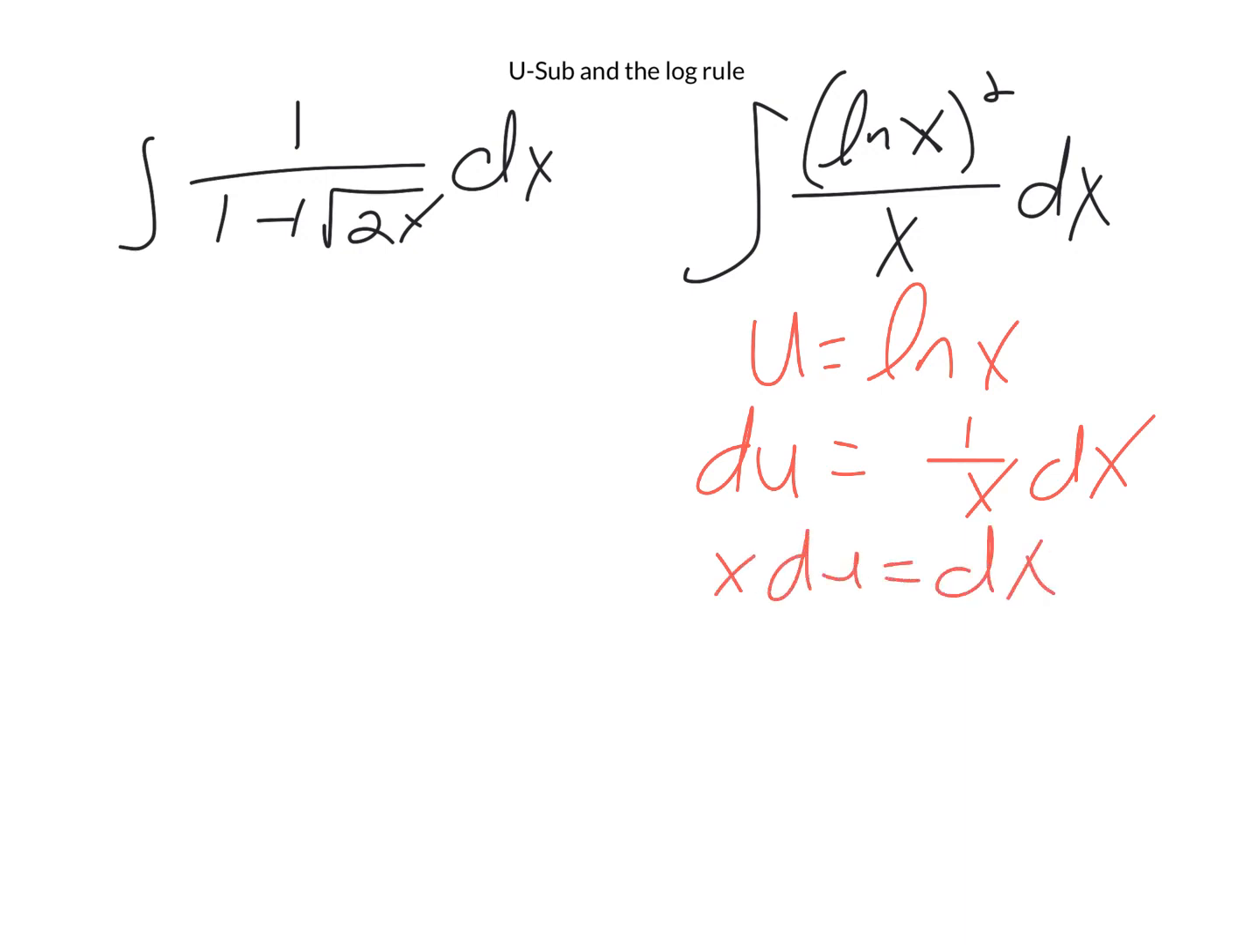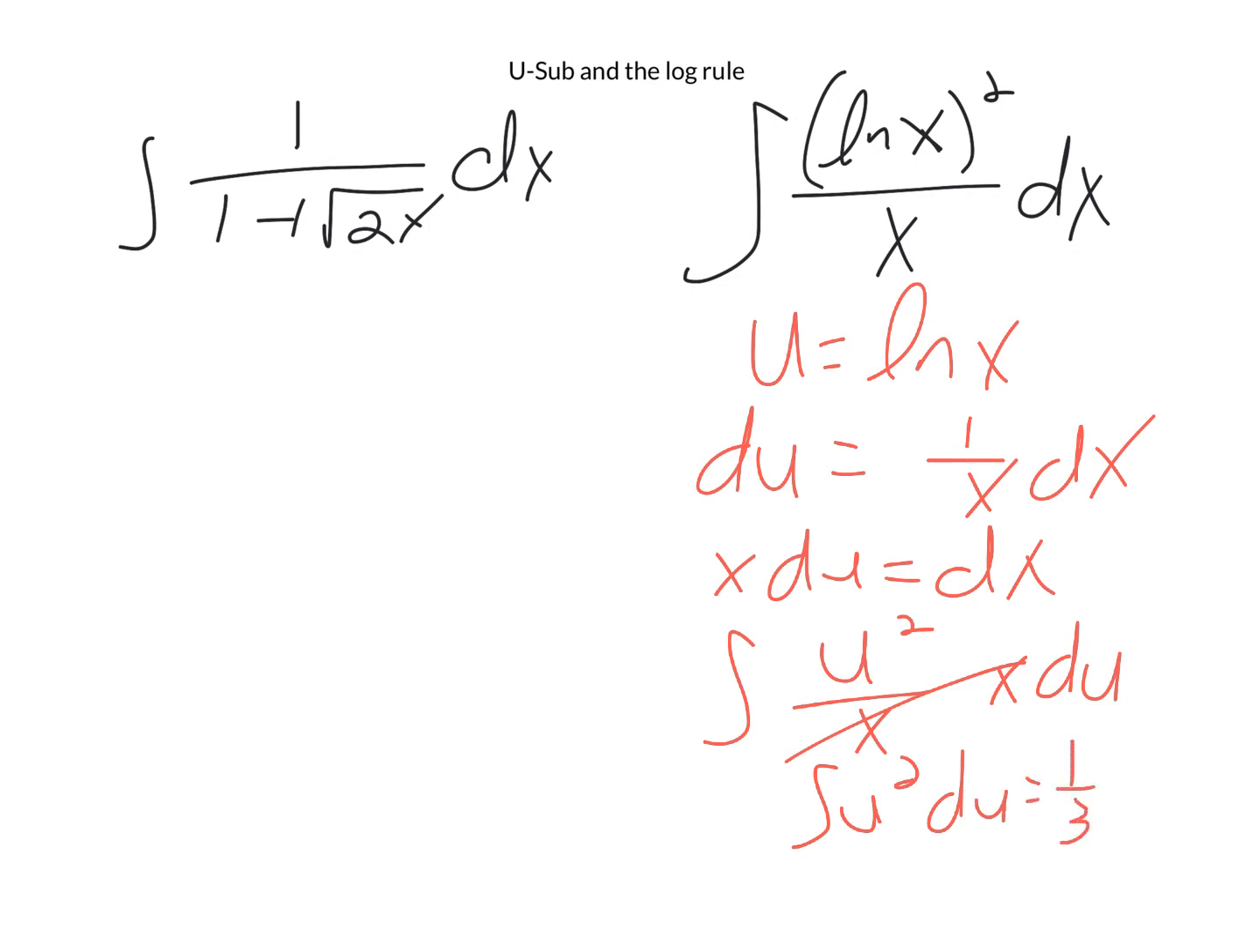And I'll substitute in what I just said. So we get the integral of, I'm going to substitute in my u, so we get u squared over x. I'm going to put in x du in place of x. The x's cancel, so I'm integrating u squared. That's going to be 1/3 u to the third plus c. And then we plug in our u, and that's going to be ln of x. So 1/3 ln of x cubed plus c. And so we do the one on the right.